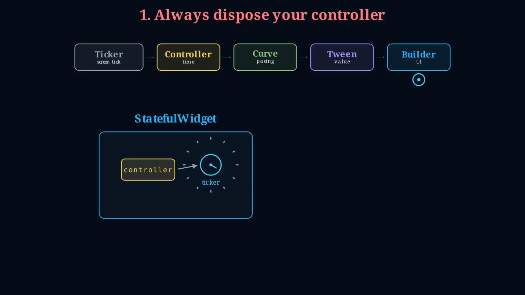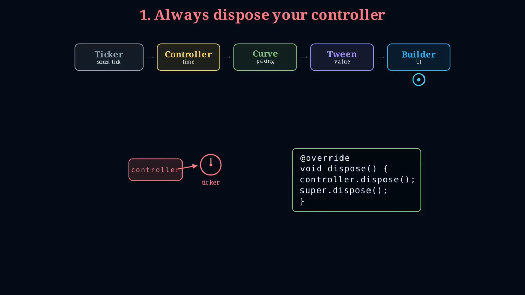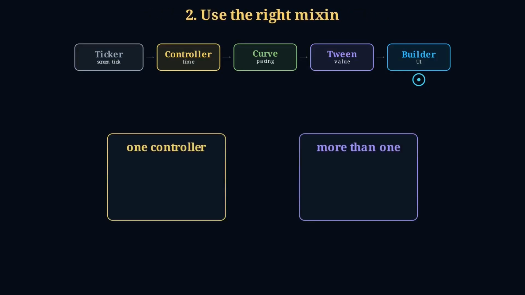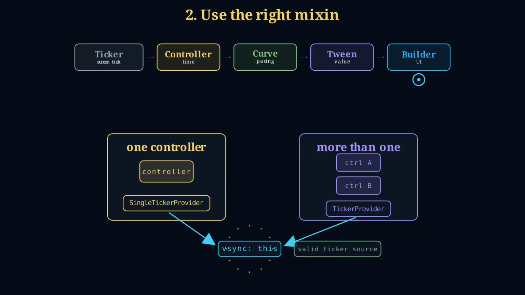Always dispose your controller. A ticker keeps firing as long as its controller is alive. Leave it running after your widget is gone and you've got a memory leak quietly ticking away in the background. Inside your widget's own cleanup method, you dispose the controller too. Use the right mix-in. A single ticker mix-in if you've got one controller. A multi-ticker version if your widget is driving more than one. That mix-in is literally what makes the vsync you're passing in valid.